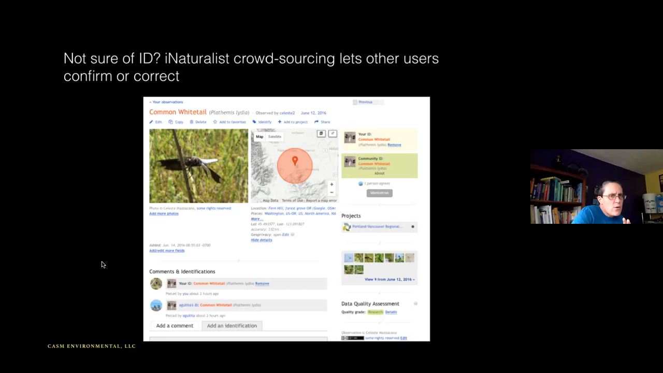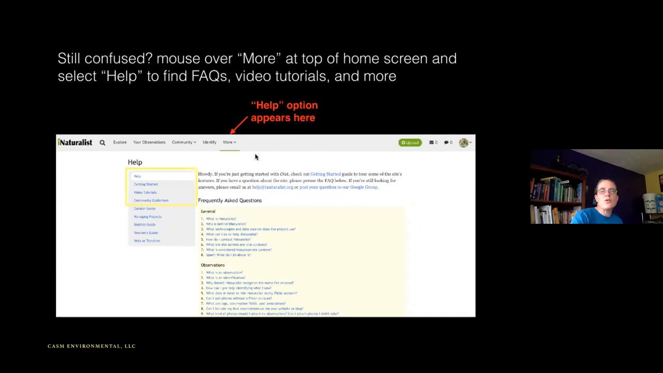And again, people aren't mean on this. They just sort of compete with each other to be the first one to get to that species ID and do the confirming or do the correcting. And while you're on the iNat site, if you're confused and you need more help, there is a More tab at the top of the page, and there are tutorial videos and FAQs with answers. They provide a lot of support.